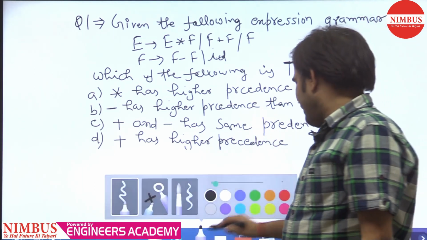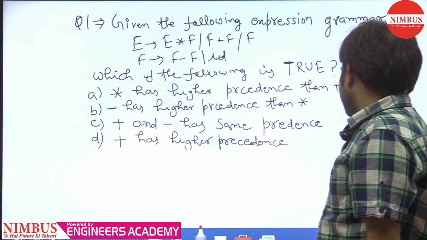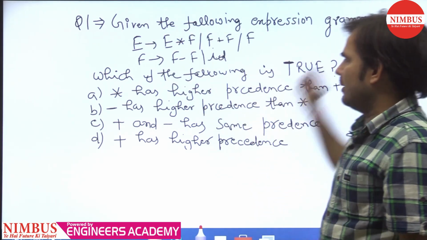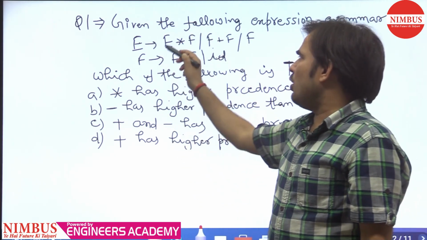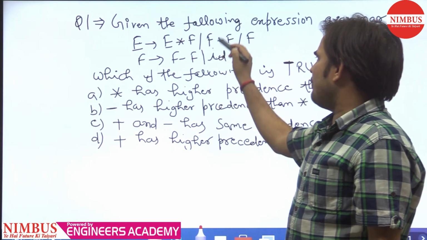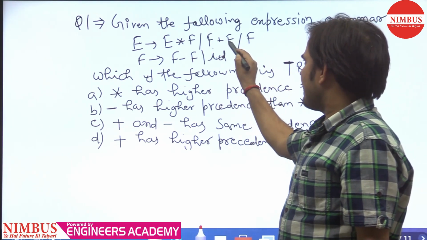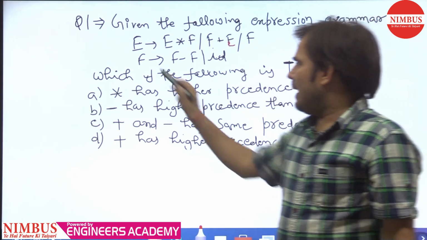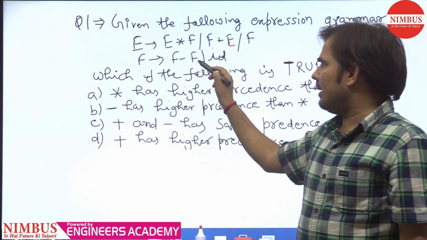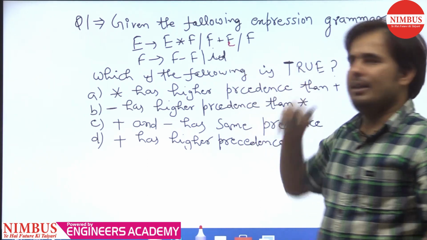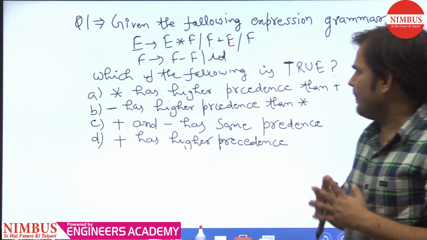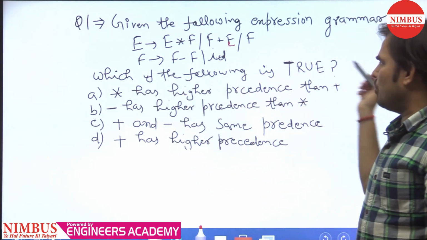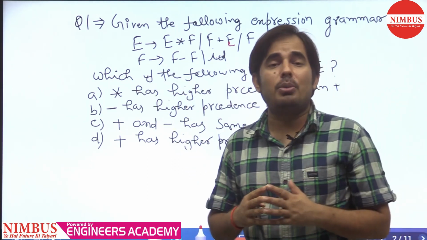Read the question carefully, and a good question. Various times they ask that type of question. Given the following expression grammar, this is the grammar. E tends to E asterisk F slash F plus E, F plus E is here, okay, slash F. F tends to F minus F slash id, F minus F slash id, okay guys.